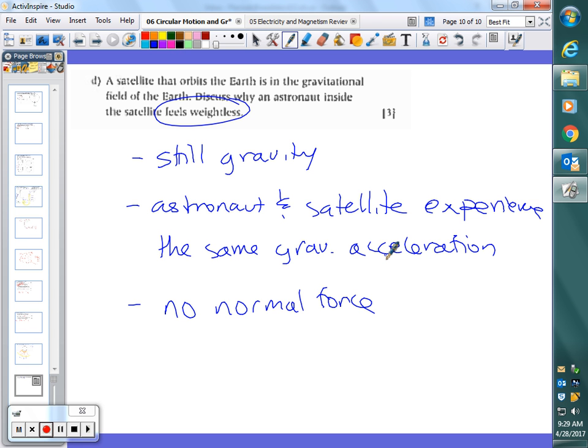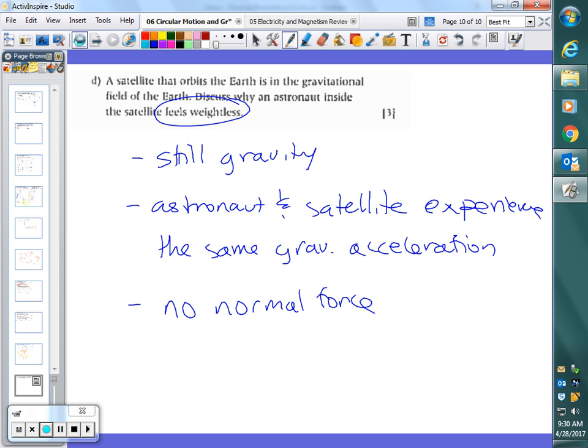The point is that you understand that there is still gravity acting on something, right? But when that gravity and that gravitational acceleration is the same for all objects, that prevents it from applying a normal force to you, and that gives you that weightless feeling, right? You're falling, the satellite is falling, you're just not getting any closer to the floor because they're both falling at the same rate. Good? All right.